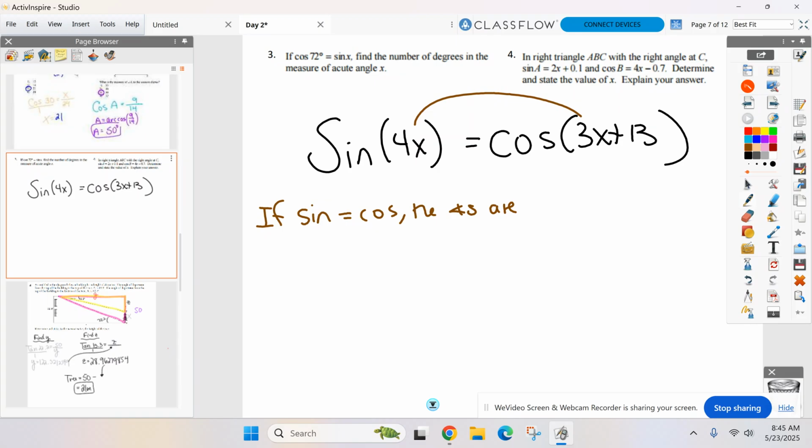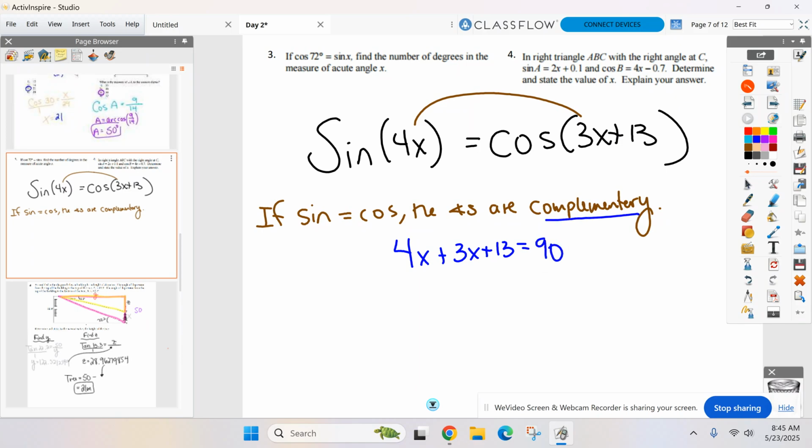What do you notice about 20, 70, 80, 10? Complementary, right? So sine and cosine, those ratios are only equal if the angles are complementary. They add to 90. So that's what I want you to do here. Not set the angles equal, but I need you to add the angles and set them equal to 90. I know it's very, very tempting and easy just to set them equal, but that's not true. Sine and cosine are only equal if the angles add to 90. So go ahead, get a value of x for me.